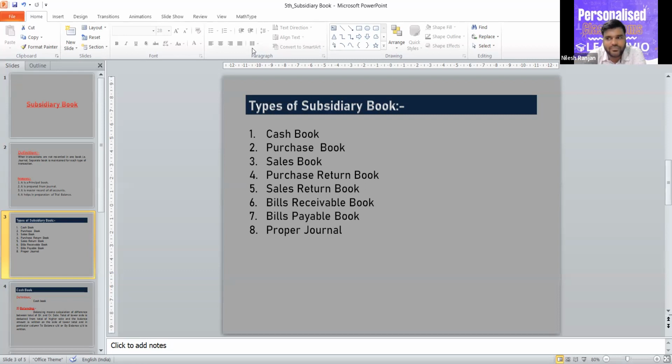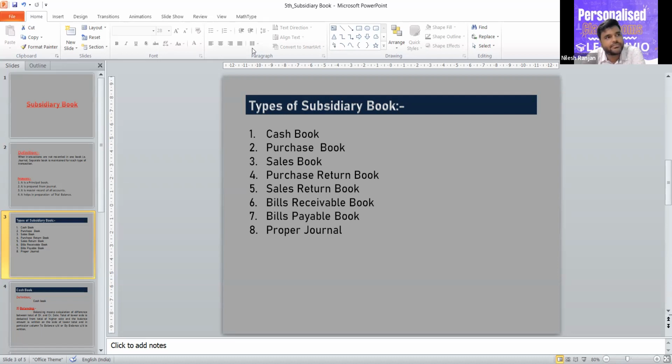Business started with cash. What will be the journal entry? Cash account debit to capital account. And it will be written in the cash account and capital account in the ledger.